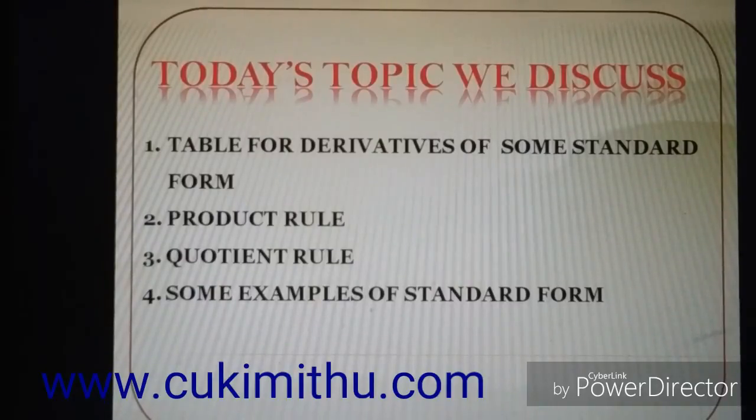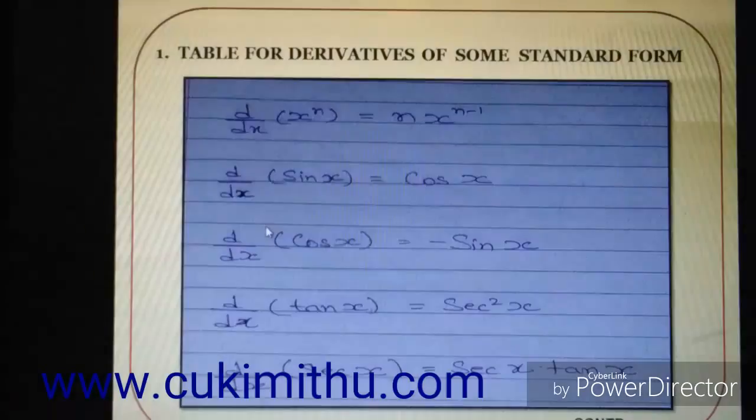rule. The product rule and quotient rule are very important in differentiation because they are used in most cases. So basically these are the topics for today's discussion. Now we come to the table of derivatives of some standard forms.